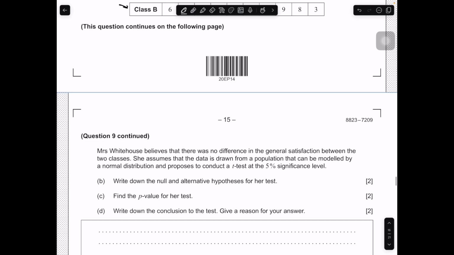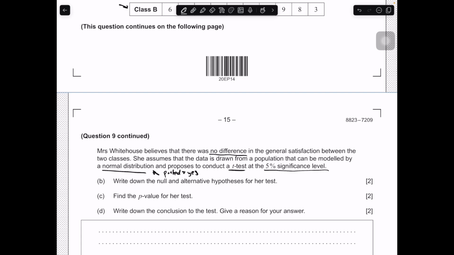Miss Whitehouse believes that there is no difference in the general satisfaction between the two classes. She assumes that the data is drawn from a normal population distribution, and proposes to conduct a t-test at the 5% significance level. All right. So she wants to do a t-test. Normal distribution just means pooled is equal to yes, which it always is, by and large. I haven't seen one that wasn't. Pooled is equal to yes for our t-tests on AISL.